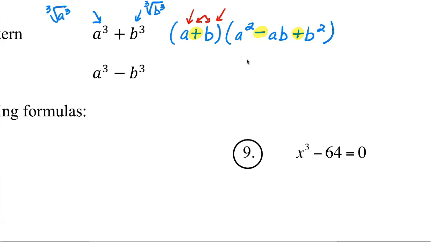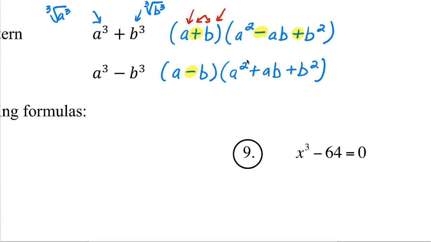The next one, the a cubed minus b cubed, we would have a minus b, similar to what we just had, but the minus goes in the first spot, the a minus b. And then same thing, same pattern, you square the first term, plus you multiply a and b, plus you square the last term. So that's the factorization pattern.